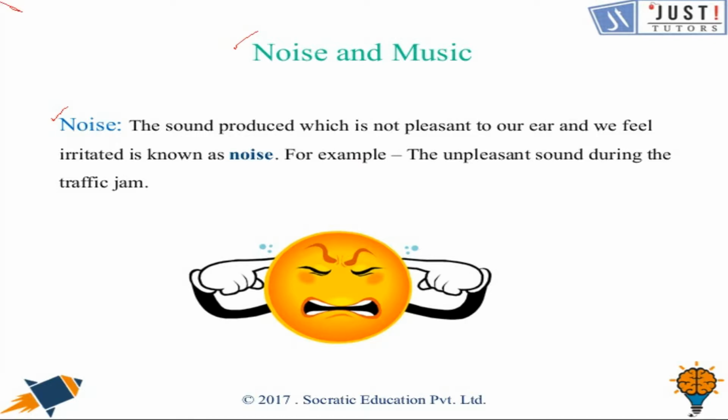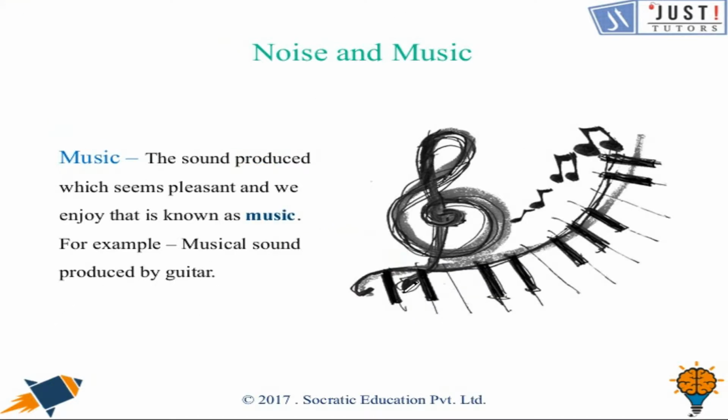So let's move ahead, and here comes music now. Music refers to any sound that is pleasant to hear. Sound produced by musical instruments is pleasing. So we can say the sound produced which seems pleasant and we enjoy it is known as music. For example, musical sound produced by a guitar or any other musical instrument. But if the intensity of the sound exceeds a certain limit, then it becomes intolerable, and again it is known as noise.